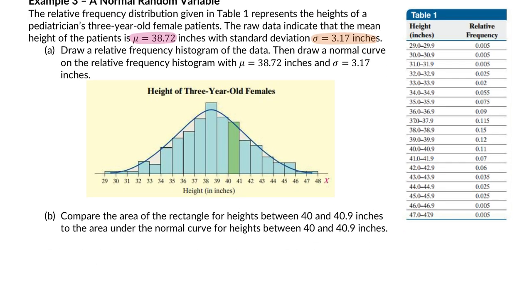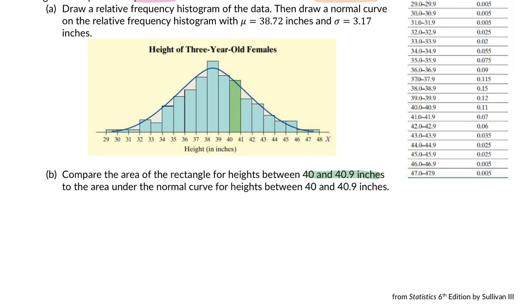Part B just wants us to compare the area of the rectangle for heights between 40 and 40.9 inches, which, yes, is the section that is highlighted in green. It doesn't look green on your black and white copy, but it is that little part right there if you want to highlight it green. We're going to compare the area of that green rectangle to the area under the normal curve for that section. So as a sketch, we're going to come down here and draw that green rectangle.